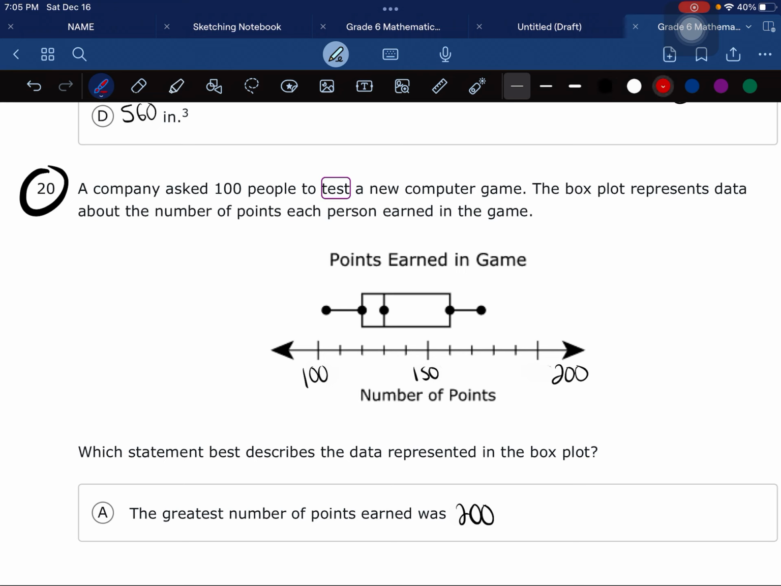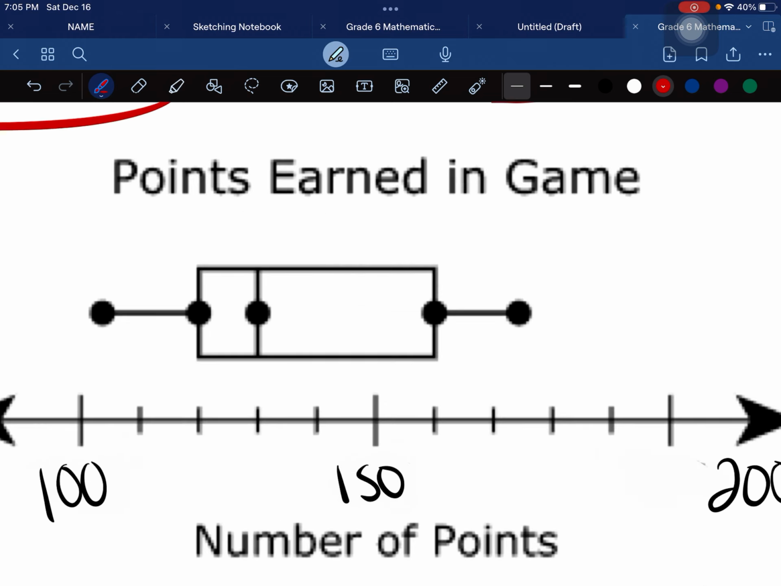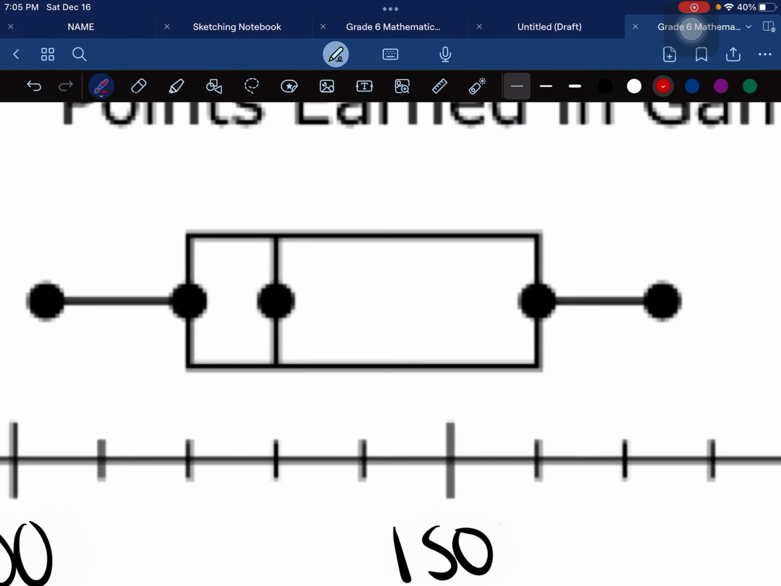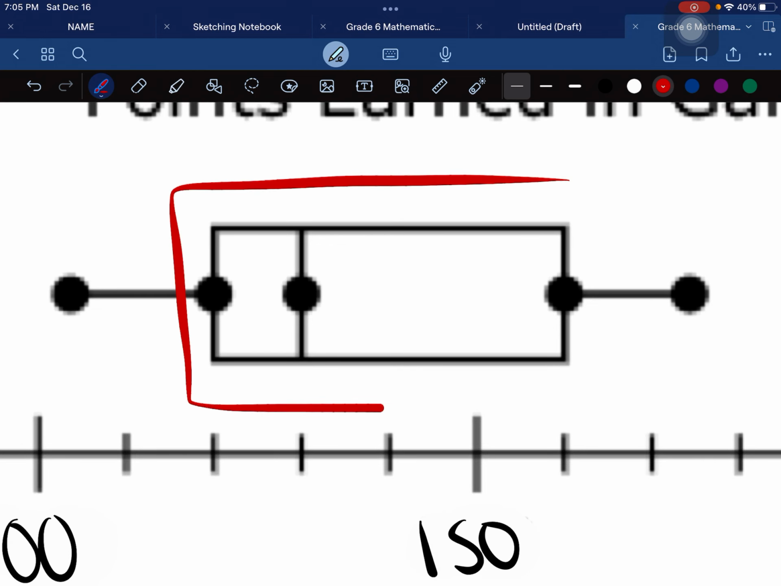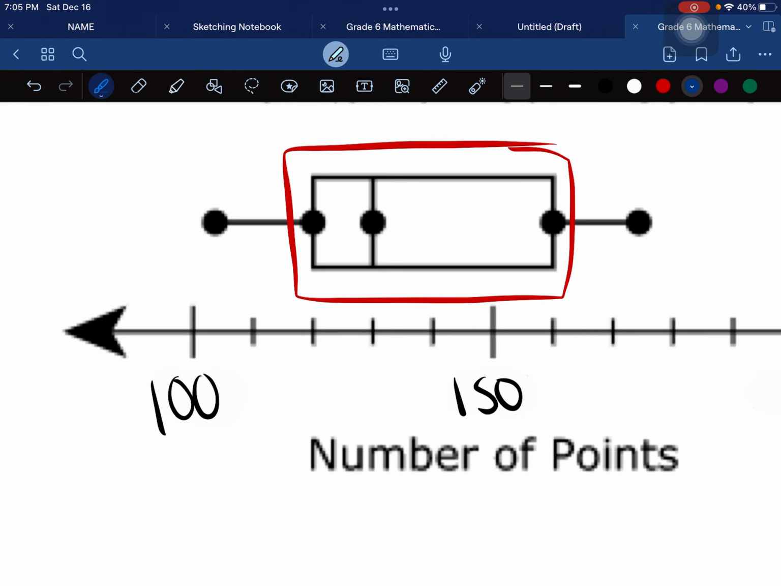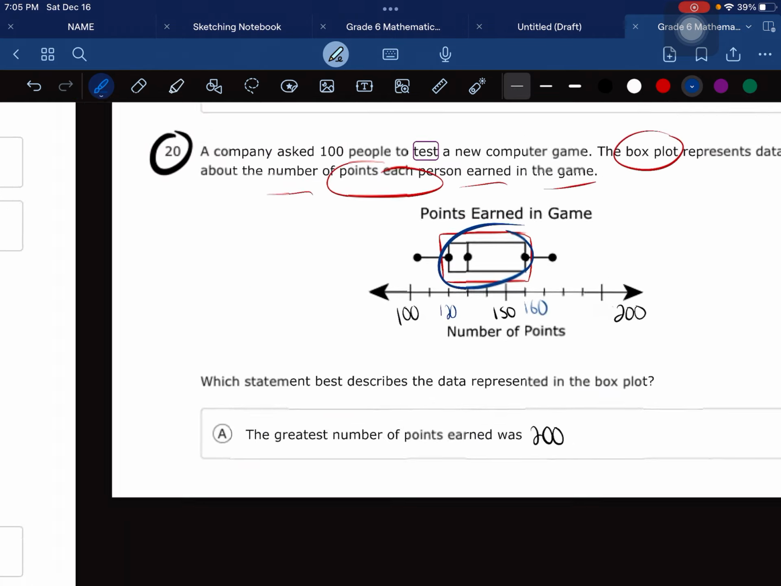Number 20. The company asked 100 people to test a new computer game. The box plot represents data of the number of points each person earned in the game. Which statement best describes the data represented in the box plot? Okay, chicos. Lo único que les voy a decir is, this is where most of the data is. Es donde más información hay. Entonces, de las 120 más o menos, un aproximado a 160, es donde más hubo gente, más puntos.